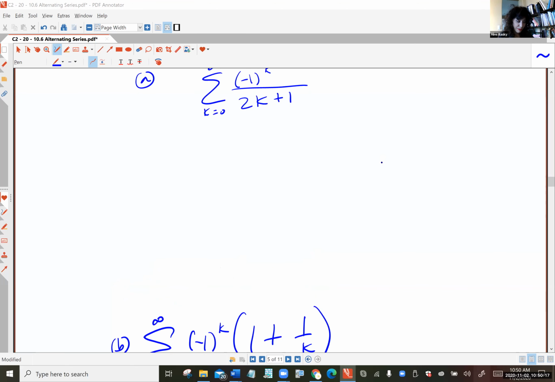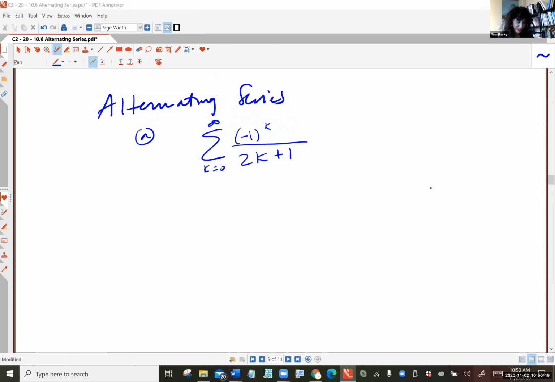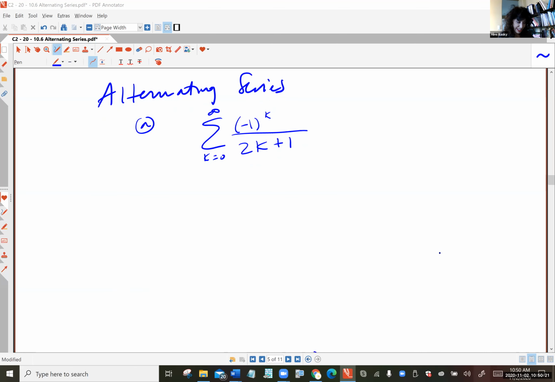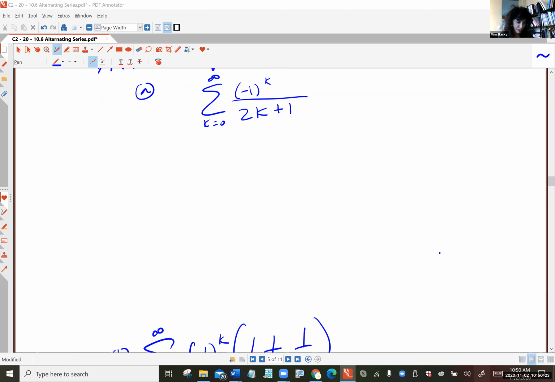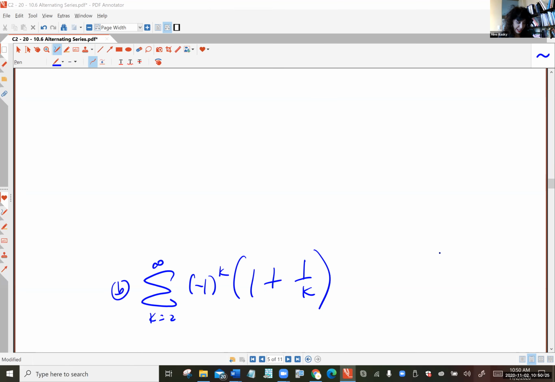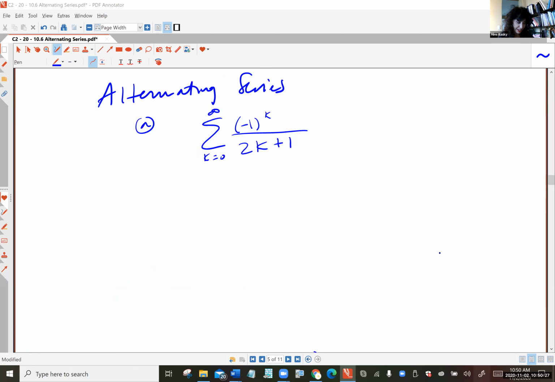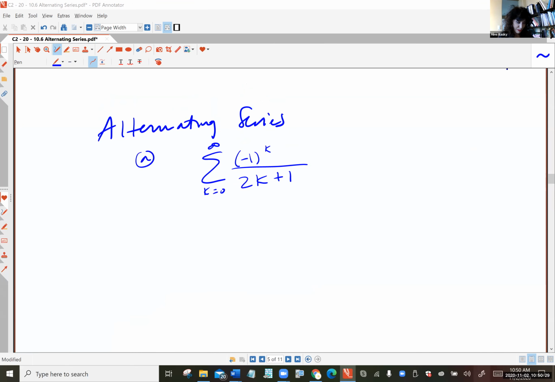There's A: negative 1 to the k over 2k plus 1. And then B was negative 1 to the k, times the quantity 1 plus 1 over k. You got all that, guys, before you hit your breakout rooms? Okay, now I'll open all the rooms. Good luck.